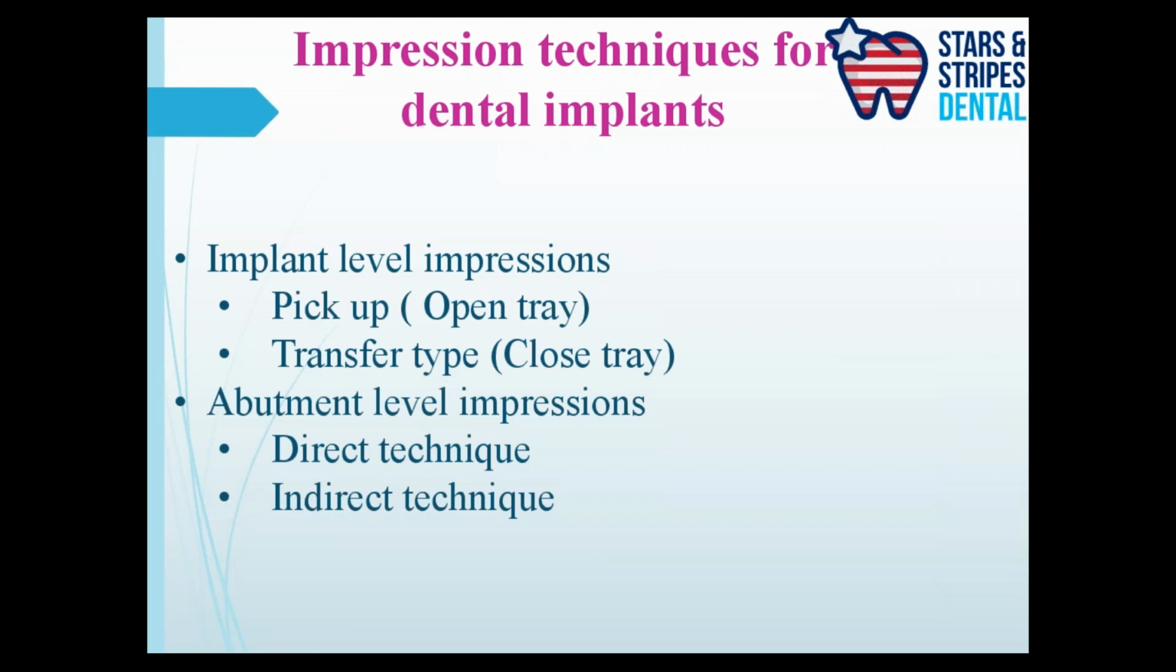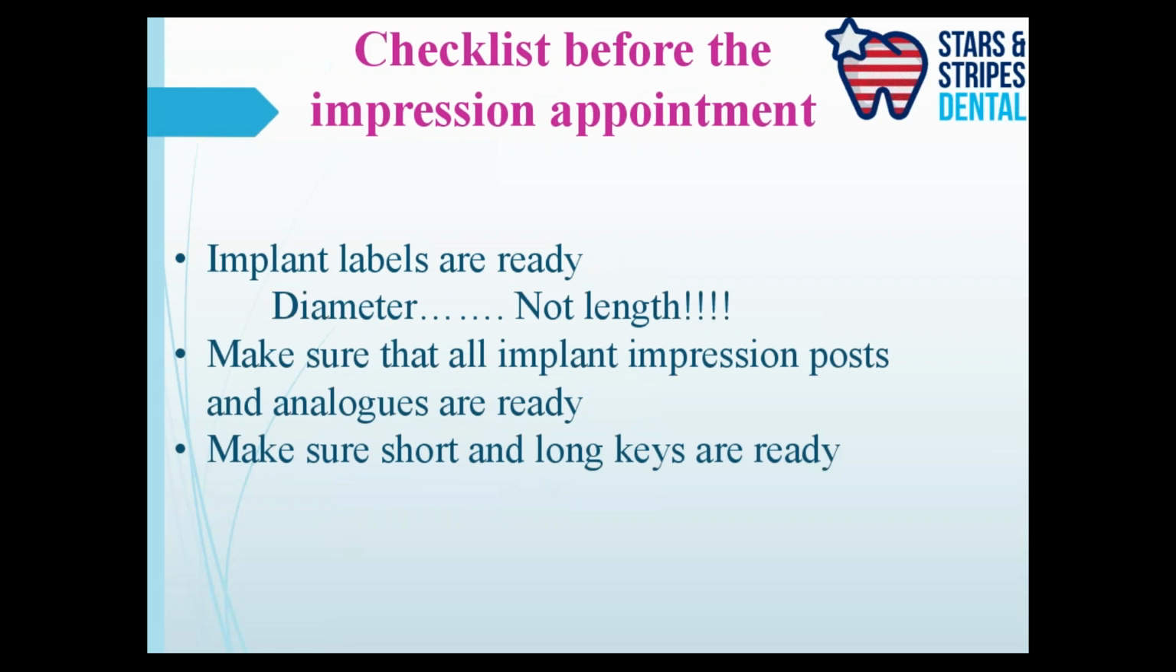Okay, so let's move ahead. Implant impressions are usually divided into two broad categories: the implant level impressions and the abutment level impressions. Implant level impression is further divided into either pickup or open tray impression, or transfer or closed tray impression. And the abutment level impressions are further divided into either direct technique or indirect technique. So we'll go and learn about each one of them in detail. That is going to be today's lecture. Okay, so let's start out.